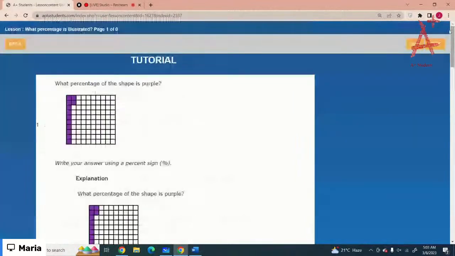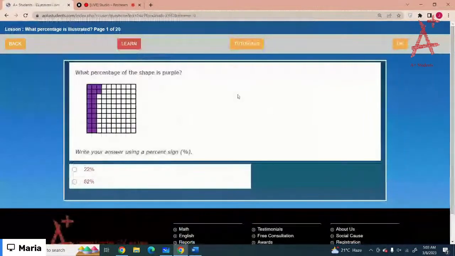Let's start with the test questions. What percentage of the shape is colored? 10, 20, and 2. 22% of the shape is purple. Got it? So the correct option is, very good, that is 32. No, it is 22. Two of the rows and two columns, just two blocks. It is 22%.